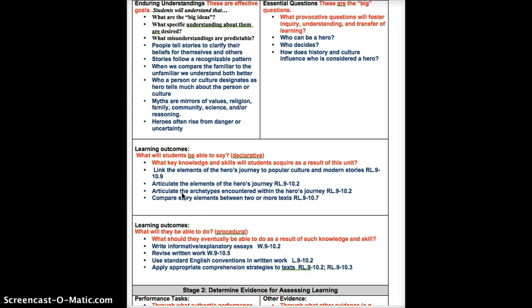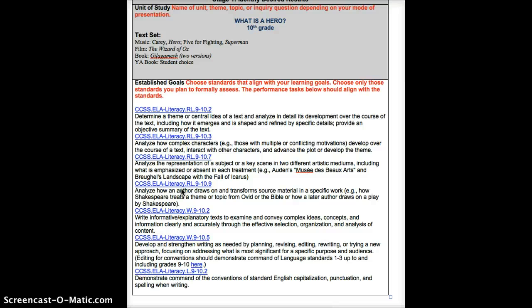I also want them to be able to articulate the elements of the hero's journey. Okay, so not just link it, but know what they are. And that goes back to 10.2, which is determine a theme or central idea of a text and analyze in detail its development over the course of a text, how it emerges and is shaped. This is the hero's journey. How does the hero, as the central idea or theme, develop over the course of a text, okay, as that character goes through the hero's journey, and what happens with that central idea.